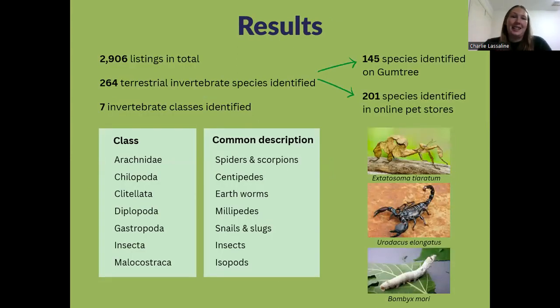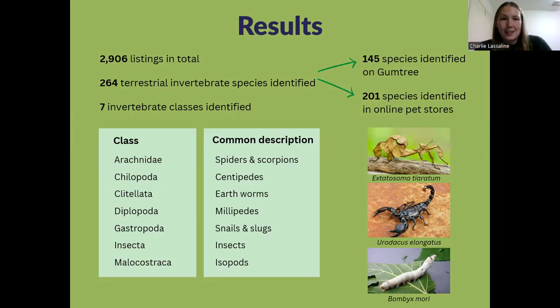So in total, from both Gumtree and the online pet stores, I had 2,906 listings selling terrestrial invertebrates. And from these, I was able to identify 264 different species. 145 of these were on Gumtree and 201 were sold in online pet stores.